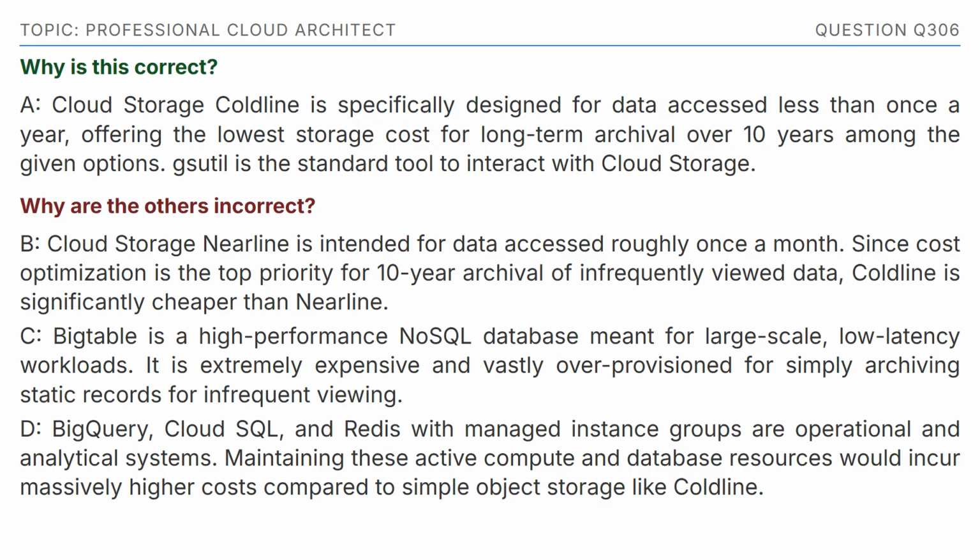C. Bigtable is a high-performance NoSQL database meant for large-scale, low-latency workloads. It is extremely expensive and vastly over-provisioned for simply archiving static records for infrequent viewing. D. BigQuery, Cloud SQL, and Redis with managed instance groups are operational and analytical systems. Maintaining these active compute and database resources would incur massively higher costs compared to simple object storage like Coldline.